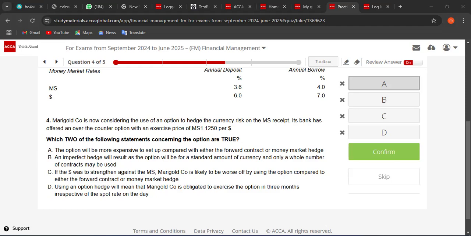MS is depreciating, dollar is appreciating. The same scenario there. What is happening? The 1.1250 was the exercise price. We will prefer this because we are receiving more. But if the dollar is appreciating and the rate is going to be this one, definitely we will not choose it. So if the dollar was to strengthen against the MS, M company is likely to be worse off by using the option compared to forward or money market. This is the correct step. So C is the correct answer.